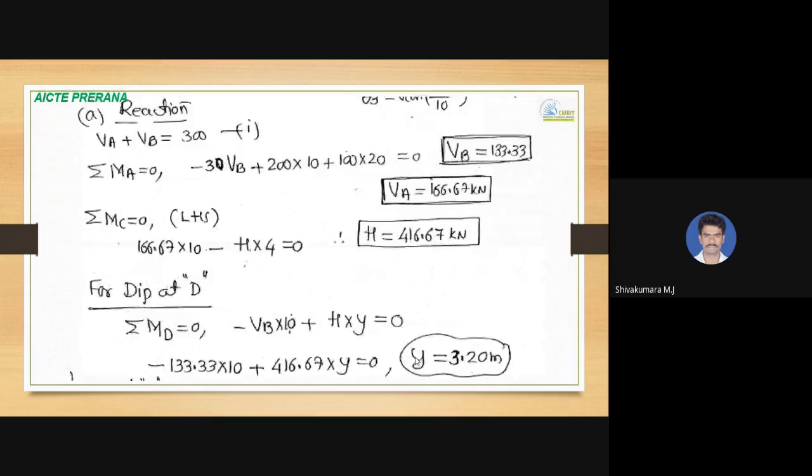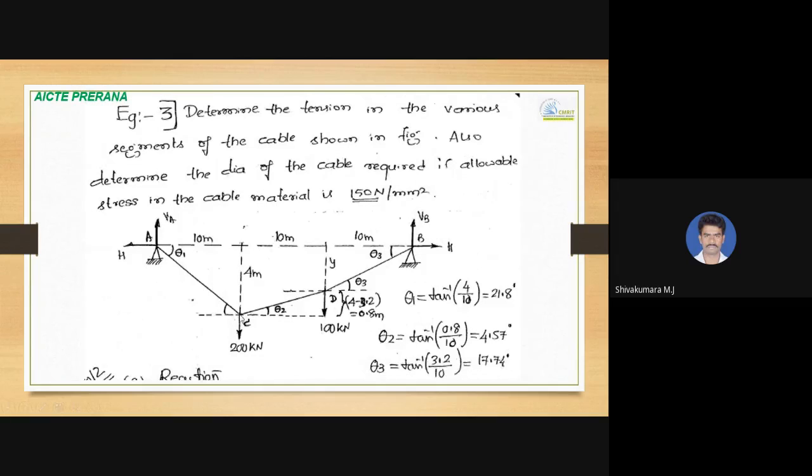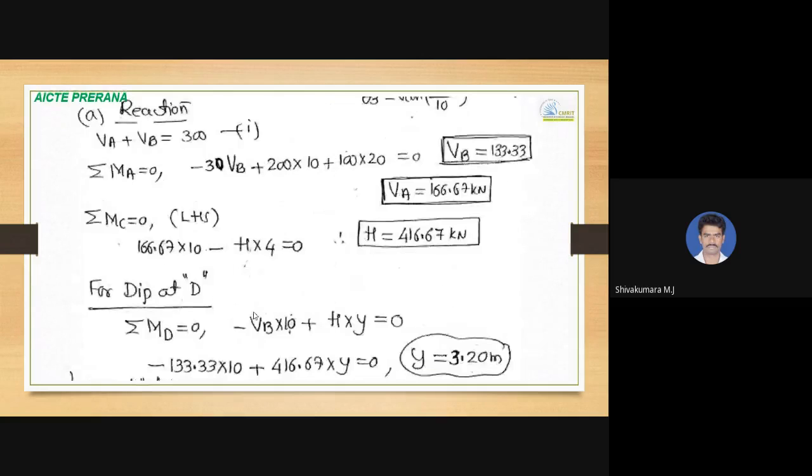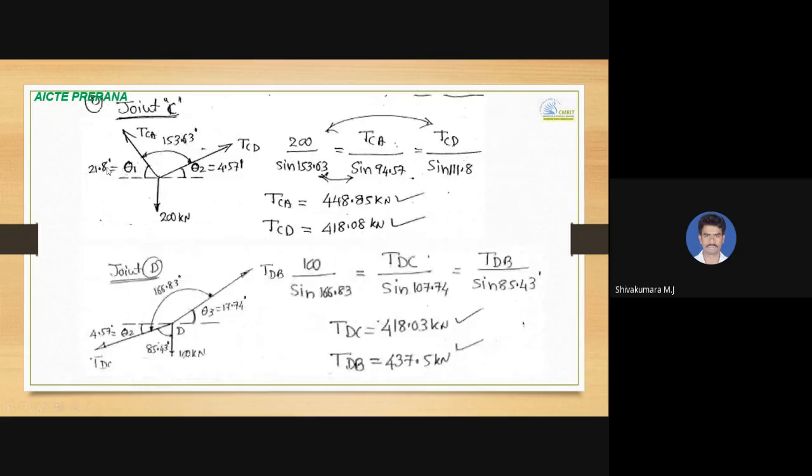At joint C, draw the free body diagram at joint C. Tension force means away from the joint, and here also away from the joint, 200 kilonewton towards down. Direction of CA you know, direction of CD you know. So free body diagram, have a look. 21.8 degree, 4.57 degree, and 180 minus theta 1 and theta 2 will give you 153.63 degree. And you can apply Lami's theorem for this.